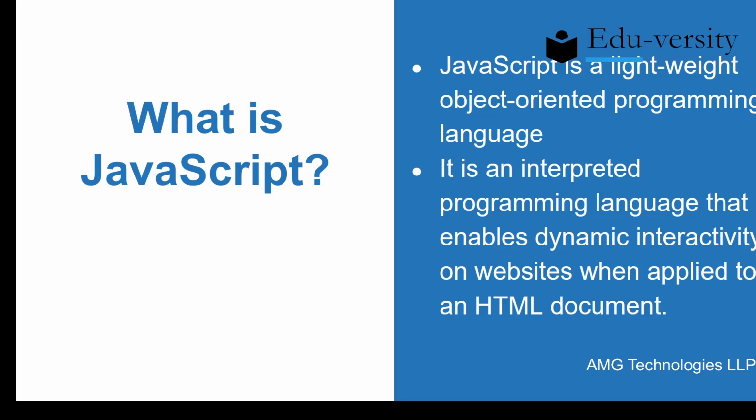JavaScript is a lightweight object oriented programming language. It is an interpreted programming language, so JavaScript enables dynamic interactivity on the websites when applied to the HTML document. Also, JavaScript is responsible for providing the logical and arithmetical operations. If you want to perform any kind of logical or arithmetical operations on the website, you have to use JavaScript along with the HTML and CSS. JavaScript code can be integrated into the HTML file, and also it can be imported from other JavaScript files.